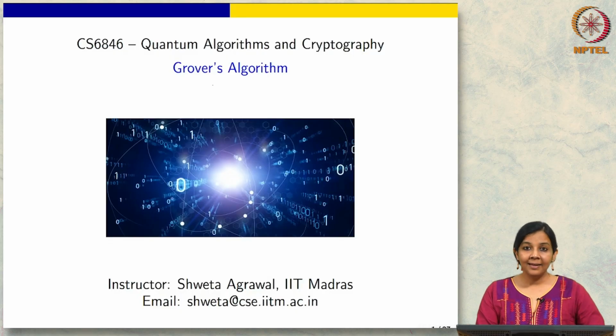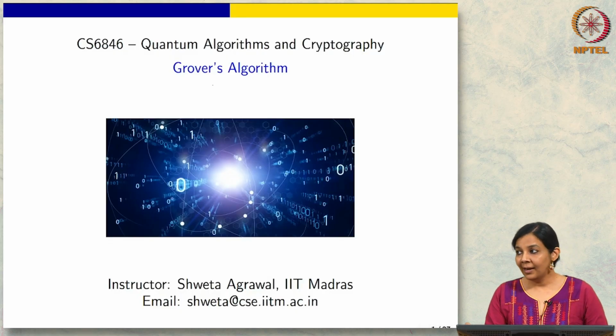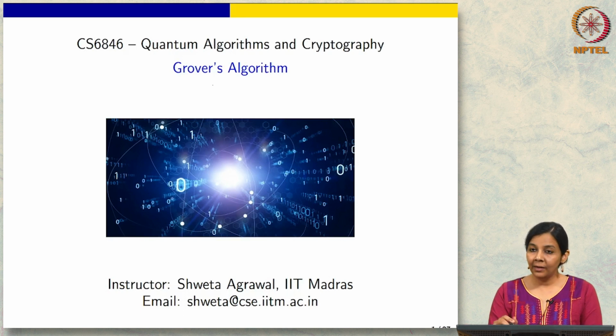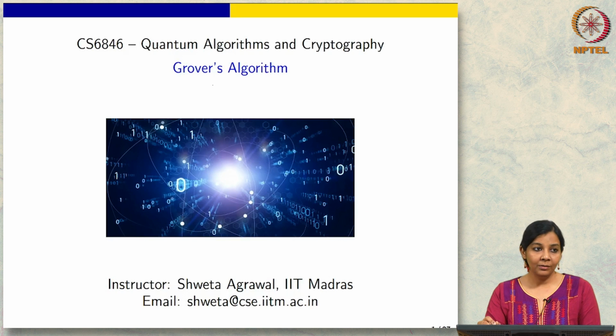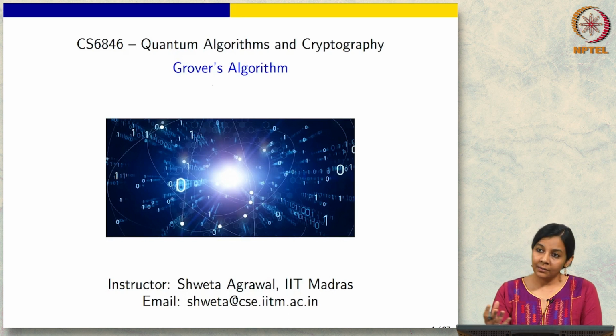All right, let's get started. So today the plan is to see another very important algorithm called Grover's algorithm, which has very important implications in real world cryptography. So Grover's algorithm is an algorithm that solves what is called the unstructured search problem.